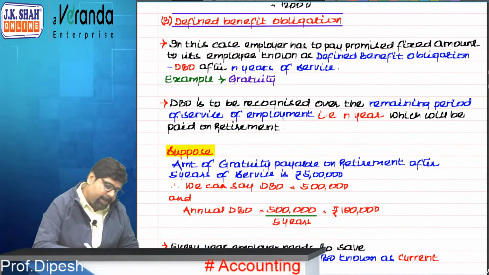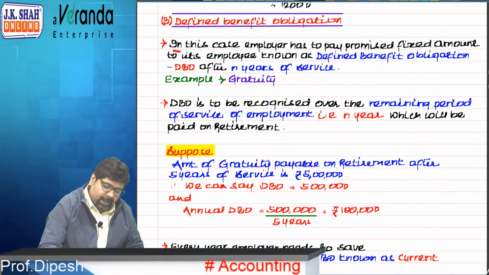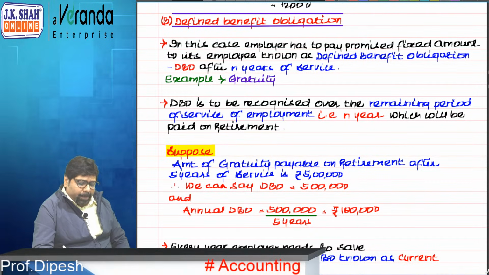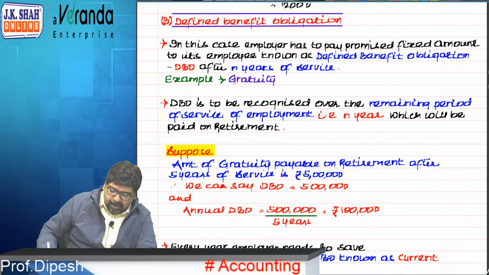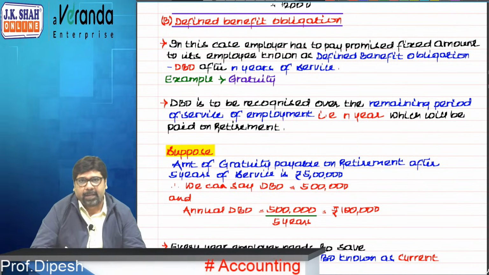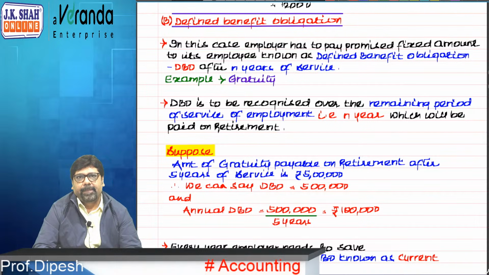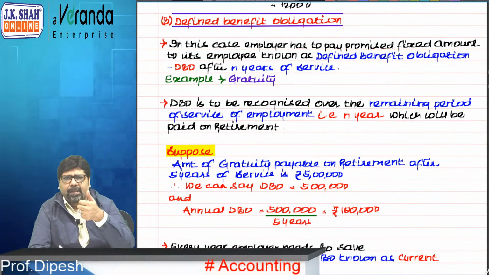So, defined benefit obligation. In this case, the employer has to pay a promised fixed amount to its employee, known as defined benefit obligation, DBO, after n years of service. Example, gratuity. Are you all understanding? Yes or no? Please comment.